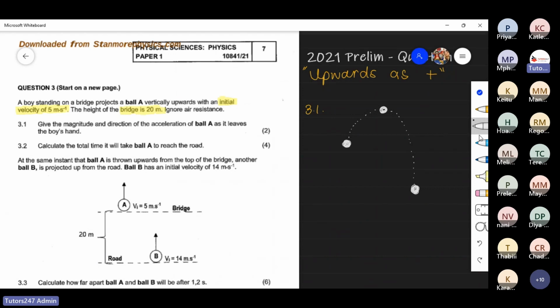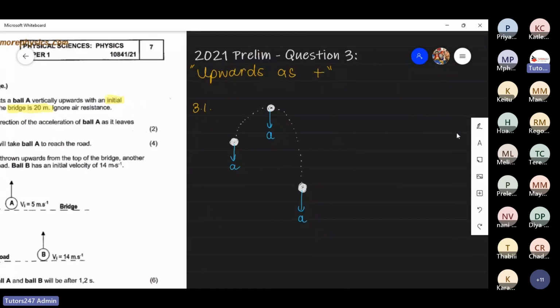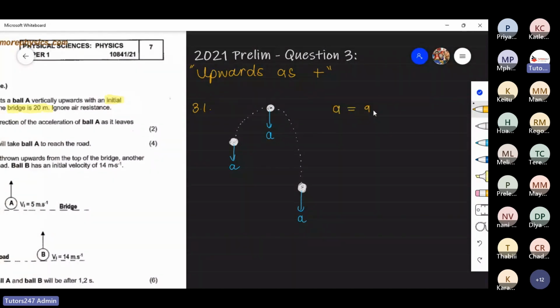When this ball is thrown, our acceleration acts down. When it's at its maximum height, acceleration is acting down. And when it hits the ground, acceleration is also acting downwards. So throughout this entire object's motion, the acceleration is always going to act down. Always remember that. So the magnitude of our acceleration is a equals 9,8 meters per second squared, and our direction is downwards.